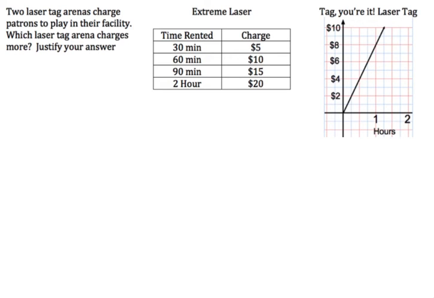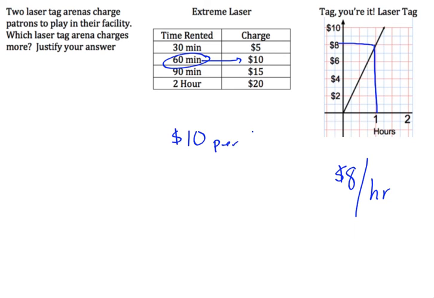2 laser tag arenas charge patrons to play in their facility. Which laser tag arena charges more? Justify your answer. Okay, it looks like at Extreme Laser, 30 minutes is $5, 60 minutes is $10, etc. At Tag Your It Laser, here's an hour, and 2 hours is kind of off the graph. It looks like at Tag Your It Laser, you can get 1 hour for $8. So it's $8 per hour at Tag Your It. Extreme Laser, it looks like 1 hour is $10. So $10 per hour at Extreme Laser. Now 10 is bigger than 8, so Extreme Laser does charge more because it's a bigger amount.